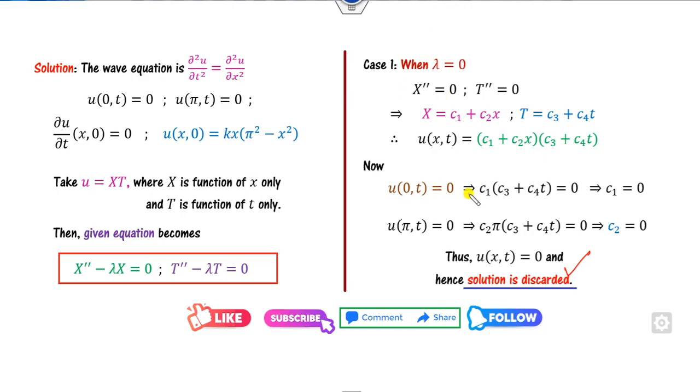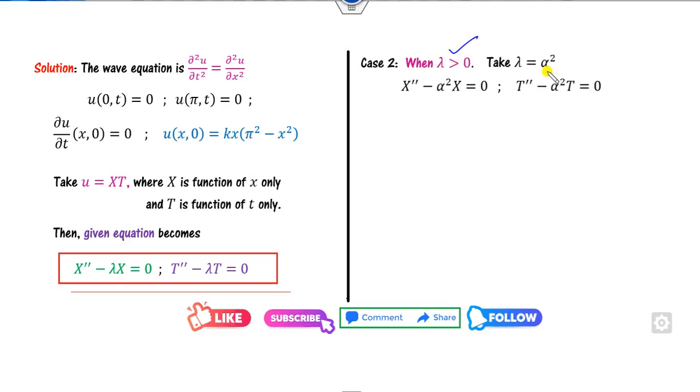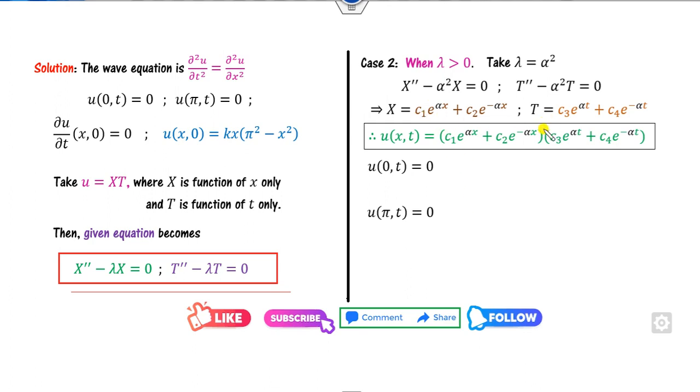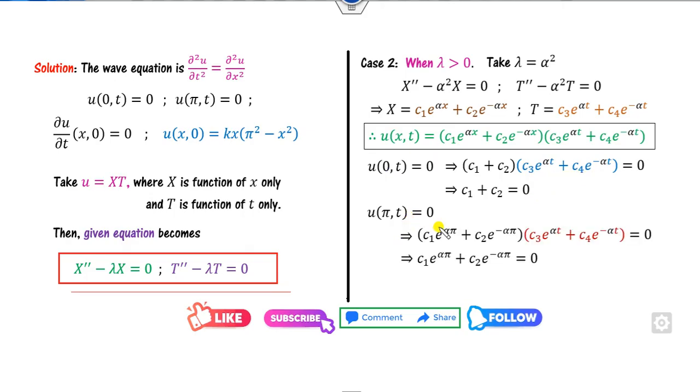Case second, when lambda is greater than 0, again I'm not considering k because k is already given to you in the statement. Again you can write the solution as capital X and capital T. This is a similar case to the previous one. You can substitute x is 0, and you will get, because this quantity can never be 0. When you substitute π, again you will see this quantity can never be 0, otherwise u will be 0. Solving equation number 1 and equation number 2, you will get a trivial solution.